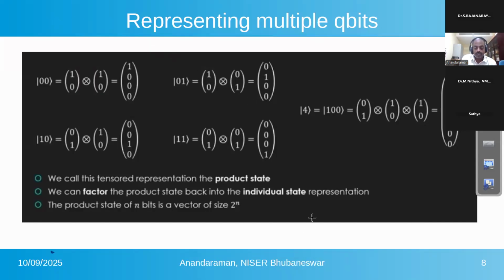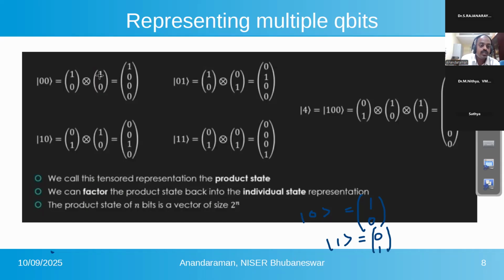So in quantum, ket0 is represented as 1, 0. Ket1 is represented as 0, 1. So tensor product of two qubits. First qubit is 0. Second qubit also 0. Here 0 is represented as 1, 0, and another 0 as 1, 0. So we are doing tensor product of it.